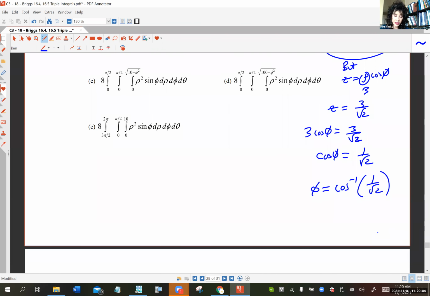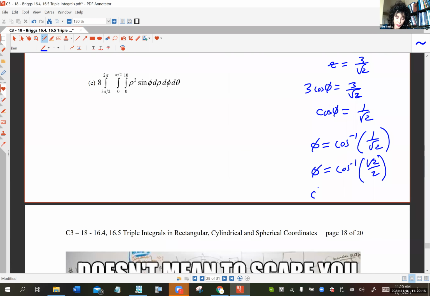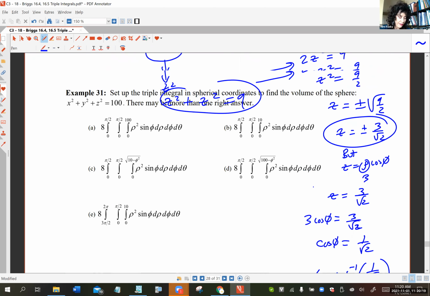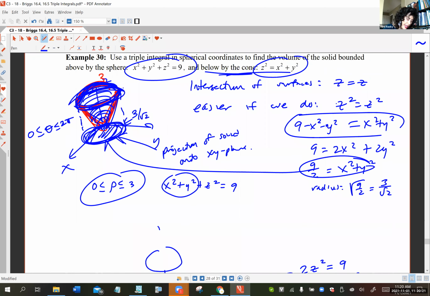And if you look at cos inverse of 1 over square root of 2, and I'll have you know that if you multiply 1 over square root of 2 by square root of 2 over square root of 2, it's the same as square root of 2 over 2. And this ends up being pi fourths. And in fact, that is the maximum that this cone gives when you talk about the angle it's making with the positive z axis. So good news, we now have that phi goes between 0 and pi fourths for this region.